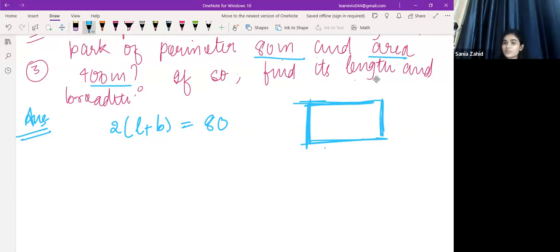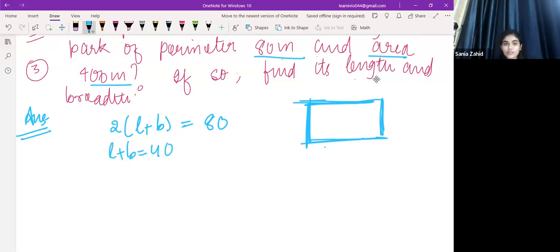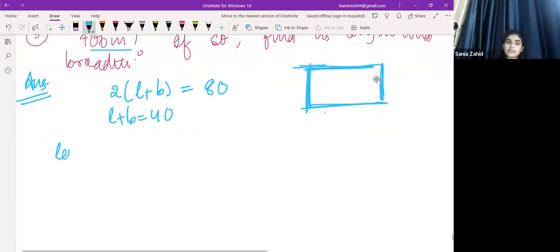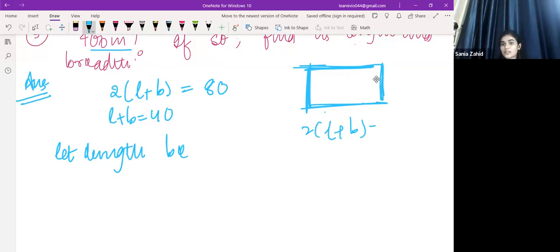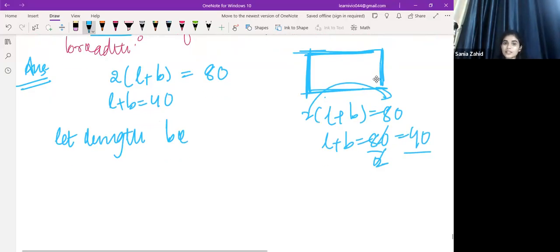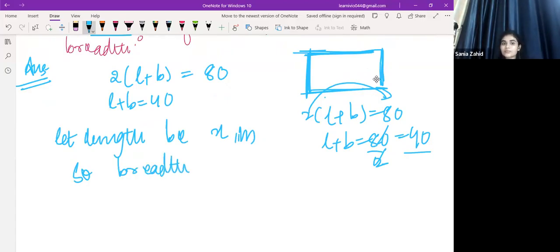Now what I will do, I will remove this 2. So I get L plus B is 40. I cancelled 80 with 2, so I get 40. Now let length... Wait, how do you get 40? Okay, 2 into L plus b is 80. So L plus b is 80 by 2. So you transpose this 2 over here, so it becomes 40. Okay. So let length be x meters. So breadth is how many meters? 40 minus x meters.